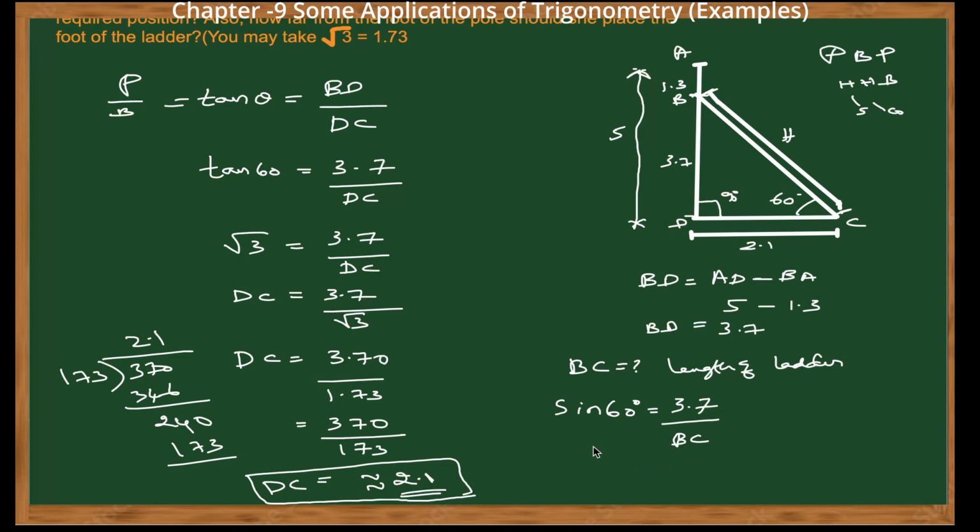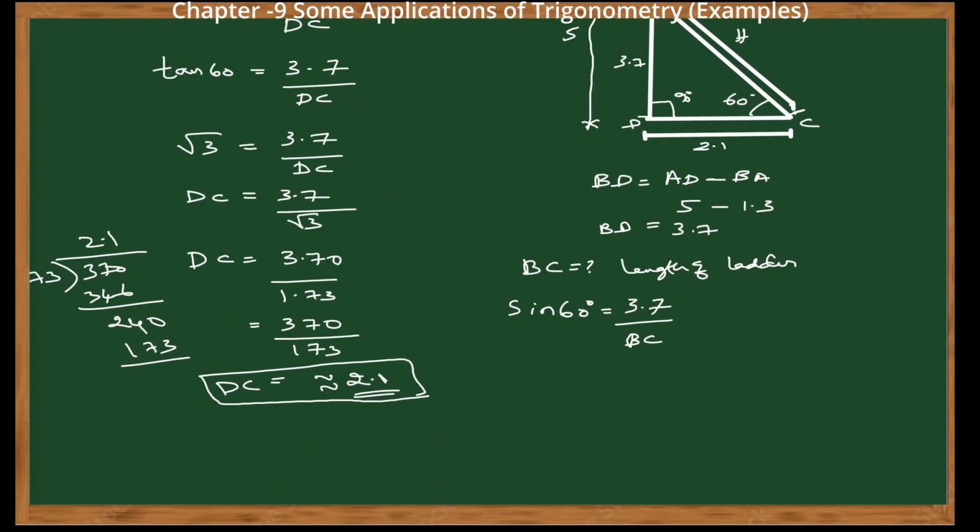Students, we know what sine 60 is from our trigonometric table. Please comment it out, then you can come back to this. Sine 60 is nothing but root 3 by 2. Then we have 3.7 divided by BC. Let's bring BC to the top, BC is equal to 3.7, and then this gets cross multiplied, so root 3 into 2.